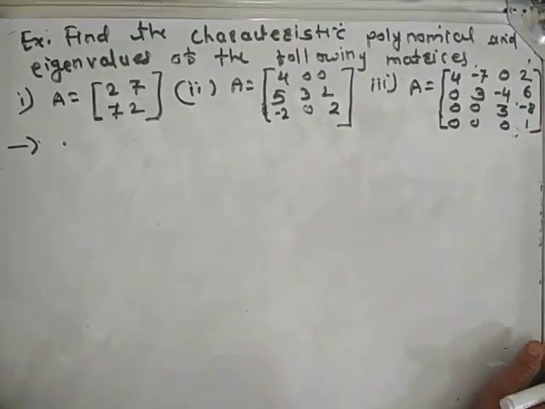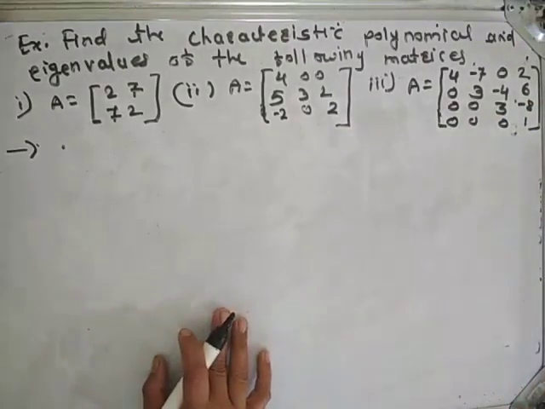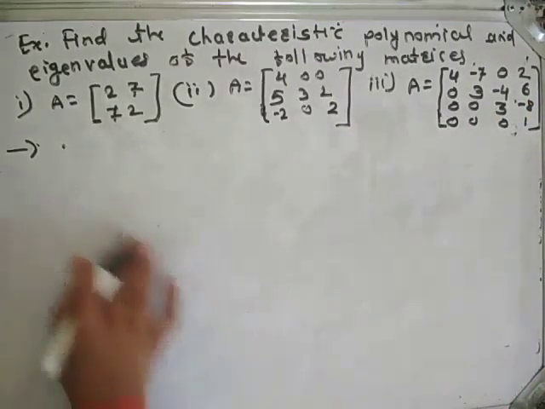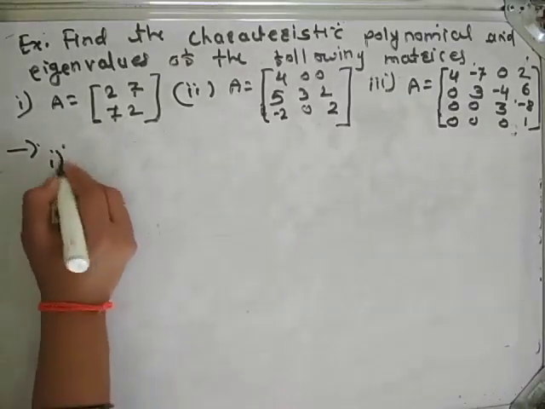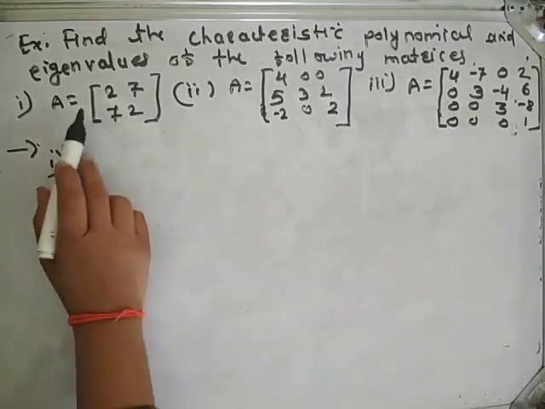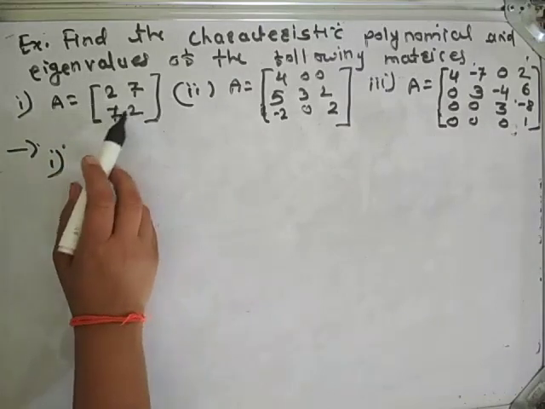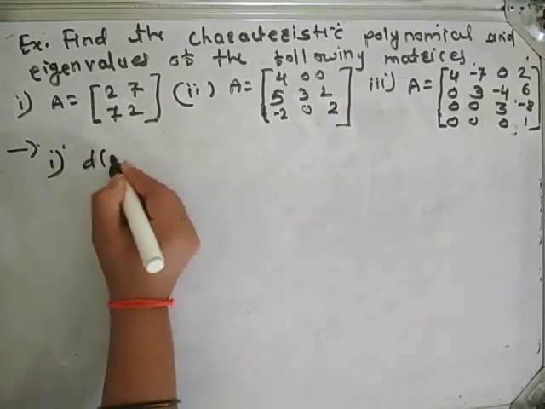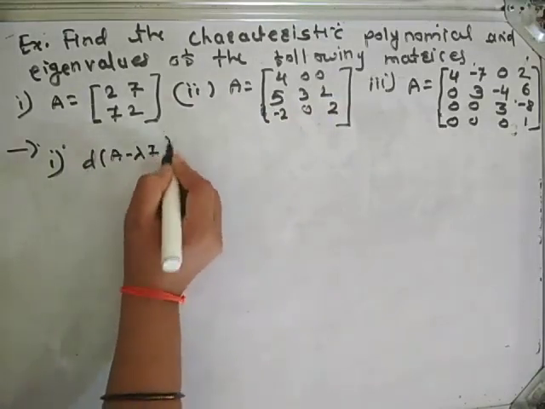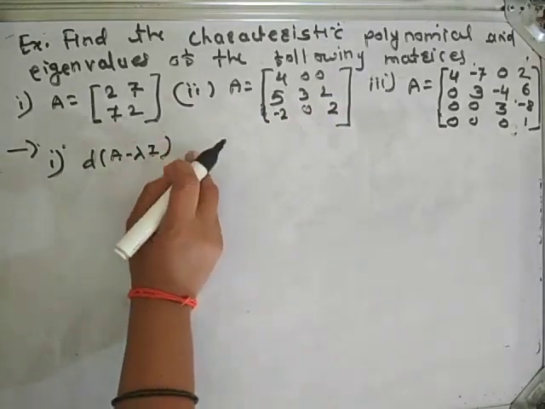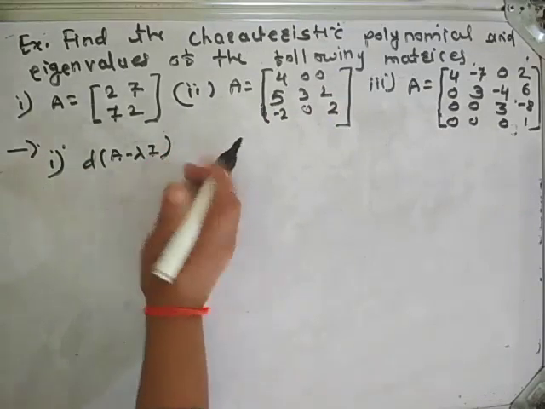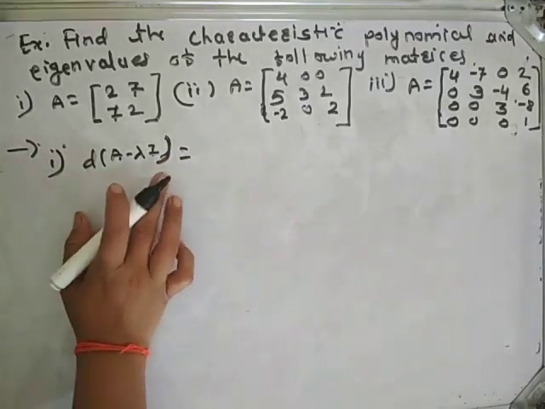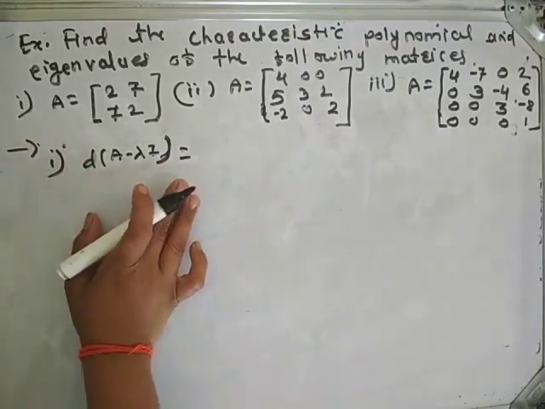Okay, we have to find the characteristic polynomial and eigenvalues of these matrices. First, this is matrix A. What is the characteristic polynomial? Determinant of A minus lambda I equal to 0 is the characteristic equation. So first of all, we calculate determinant of A minus lambda I.